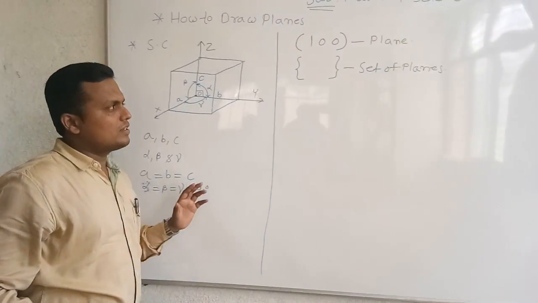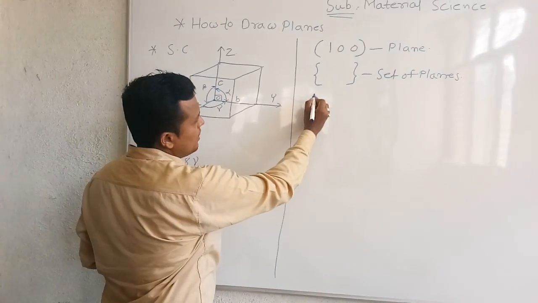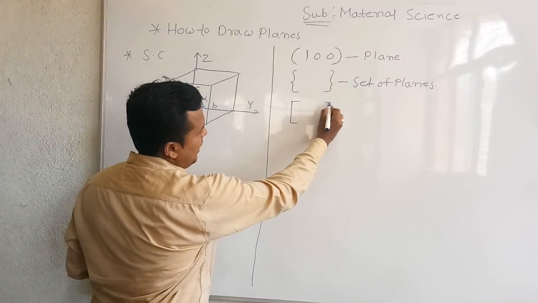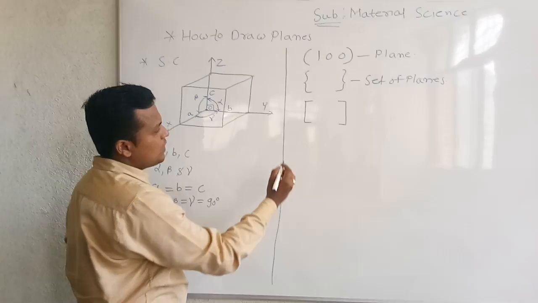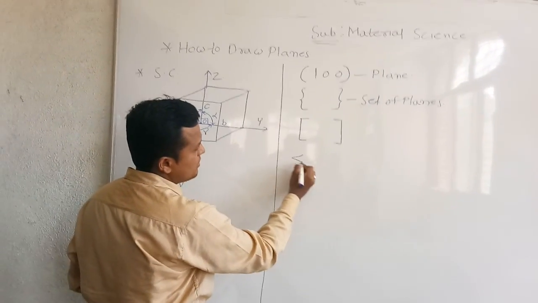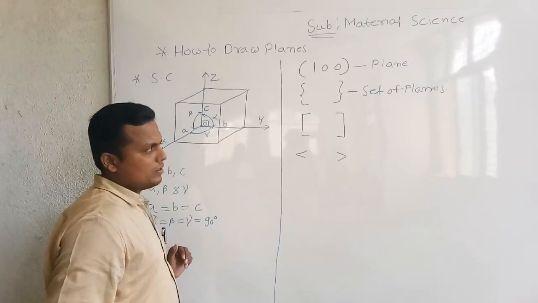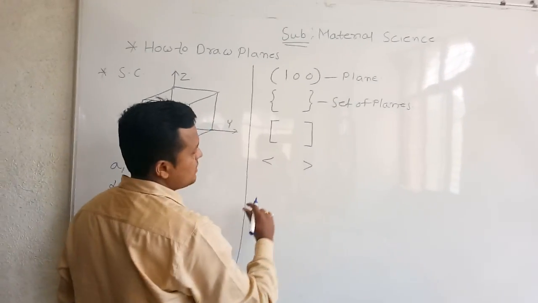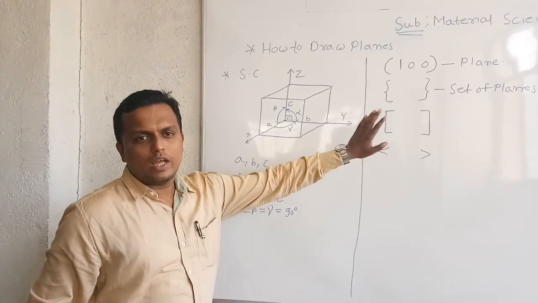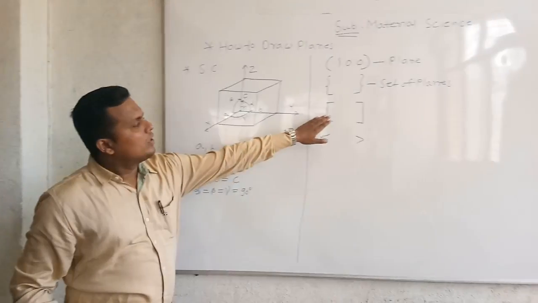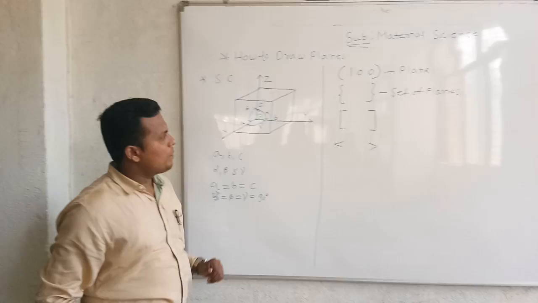Then directions are indicated by using this square bracket. Directions are indicated by using this square brackets, and the set of directions are indicated by this angular brackets. So these are the angular brackets that indicates the set of directions, and these square brackets that indicates only the direction. Okay.